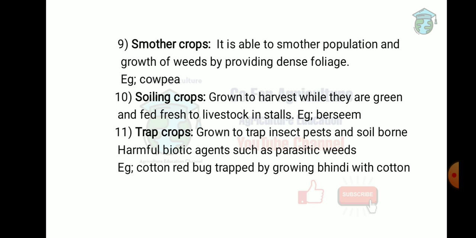Next question, the crops that are able to smother the population and growth of weeds by providing dense foliage are known as smother crops. Example cowpea. So smother means it is used to suppress the weed population by providing dense foliage.